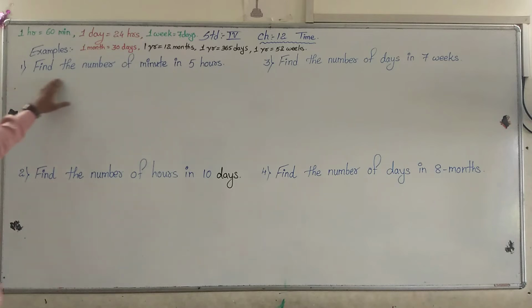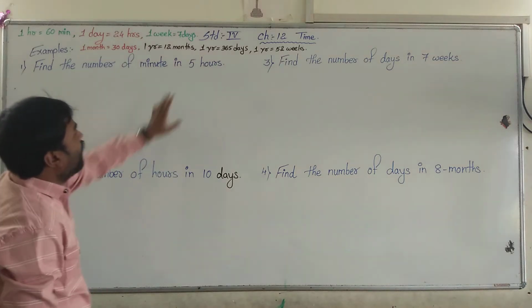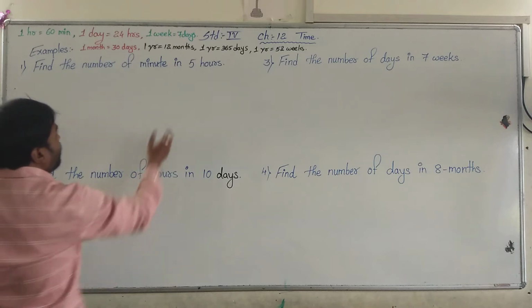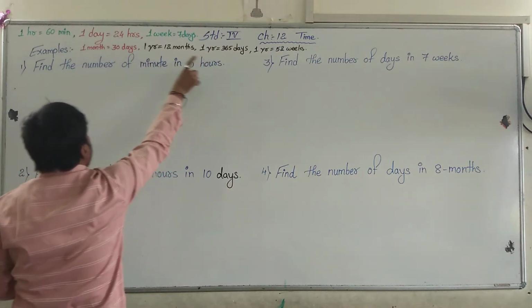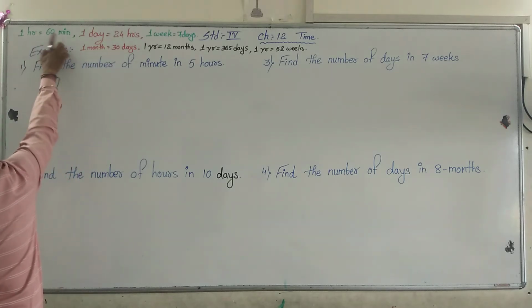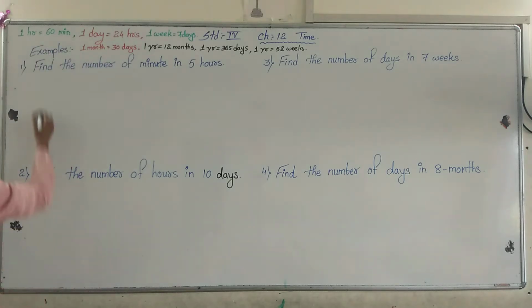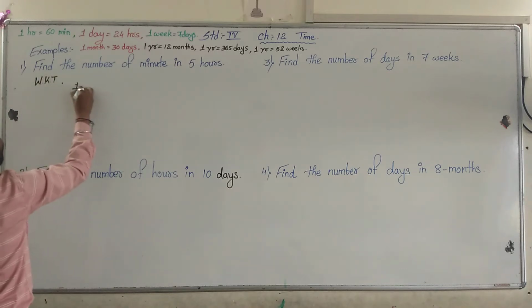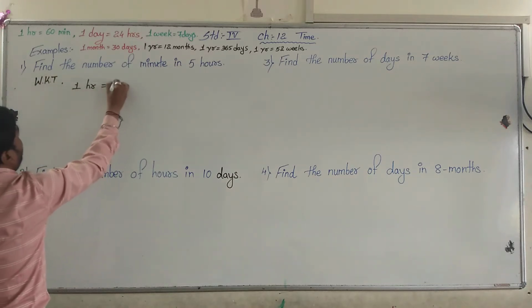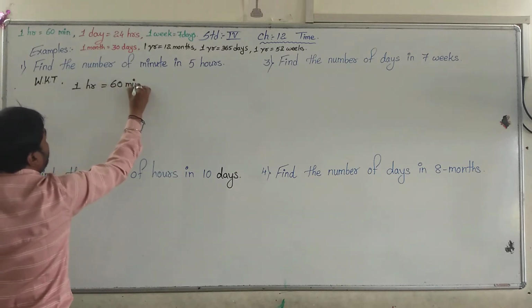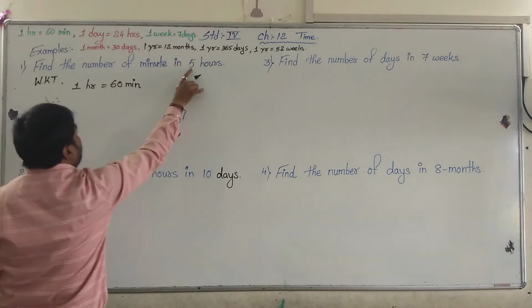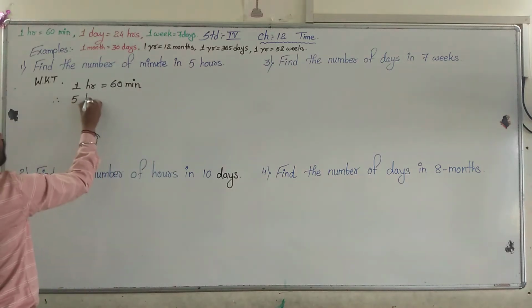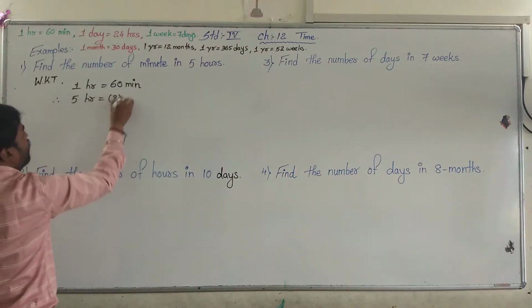The first one, find the number of minutes in 5 hours. So we have to convert hours into minutes. So we have to move with that conversion. You can see that here is hour and minute. What we know? That 1 hour is equal to 60 minutes. Therefore, how many hours are given to you? 5 hours. So 5 hours is equal to how much?